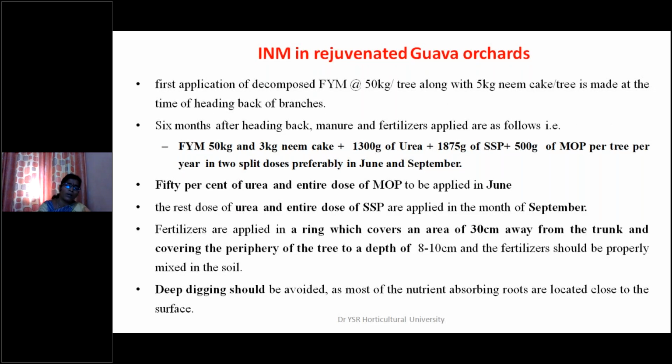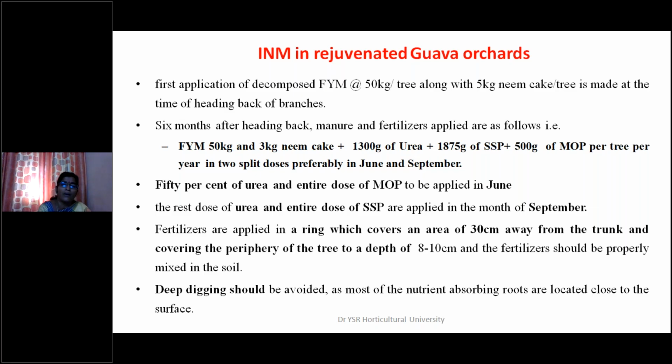So what nutrient management is to be taken up in a rejuvenated orchard? First, a sufficient amount of farmyard manure has to be applied, like 50 kgs of farmyard manure along with 5 kgs of neem cake per tree. We have to apply fertilizers and manures twice in a year, one in June and another in September. So farmyard manure and neem cake along with 1.3 kgs of urea, 1.875 kgs of super phosphate, and 500 grams of muriate of potash per tree per year.